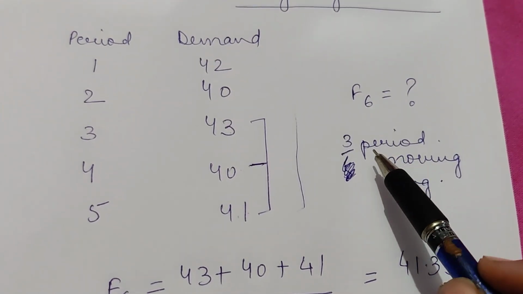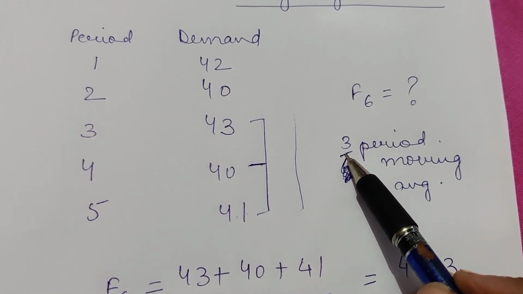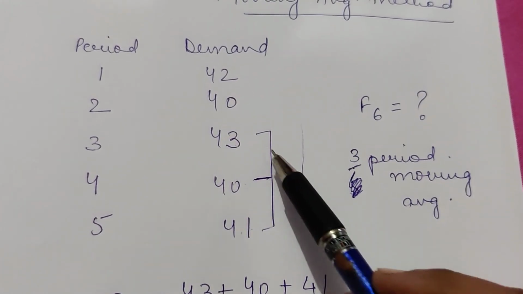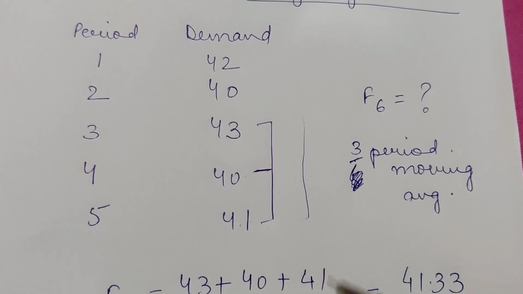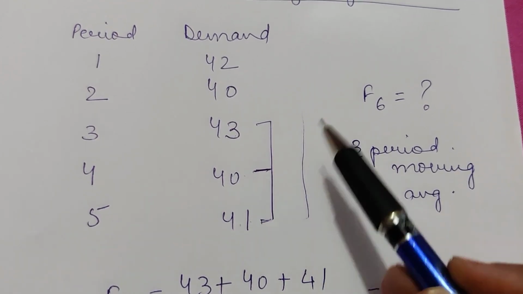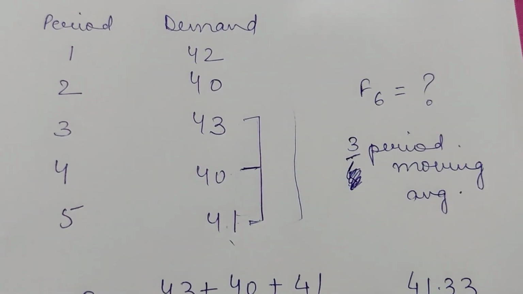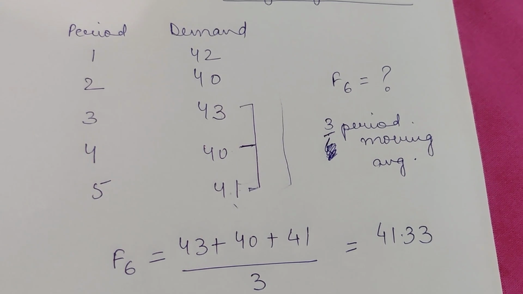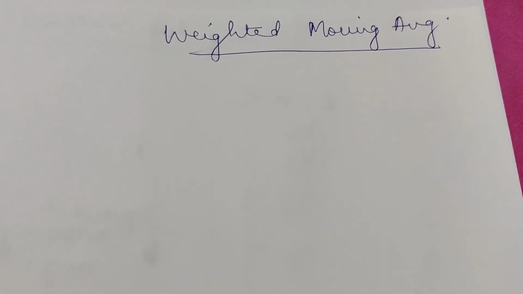You have to just look whether you have been asked 3 period moving average, 5 period moving average, 7 period moving average, what you are asked, and accordingly you will be taking the most recent values from the last, like from here. 3 period then this much, 5 period then this much, right? So this is your 5 period moving average, 3 period moving average method. Next is your weighted moving average.